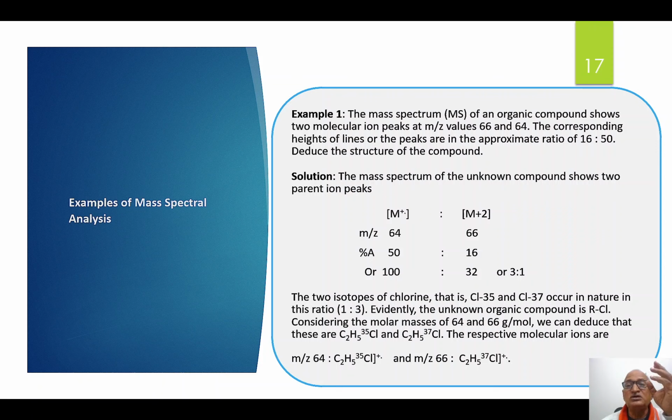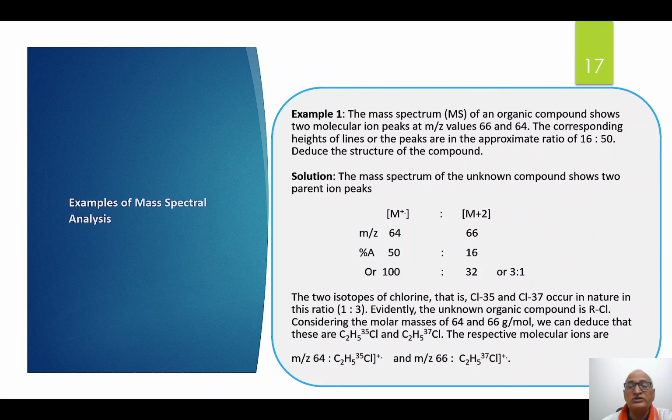This much is given, that the compound is an organic compound. We tabulate the data like this. The normal molecular ion M plus dot and the isotopic peak, because the difference between 66 and 64 is 2. So we presume that the other peak is the isotopic peak, M plus 2. The m/z values we have noted here: 64 for the normal isotope, 66 for the heavier isotope. Percent abundance 50 is to 16.